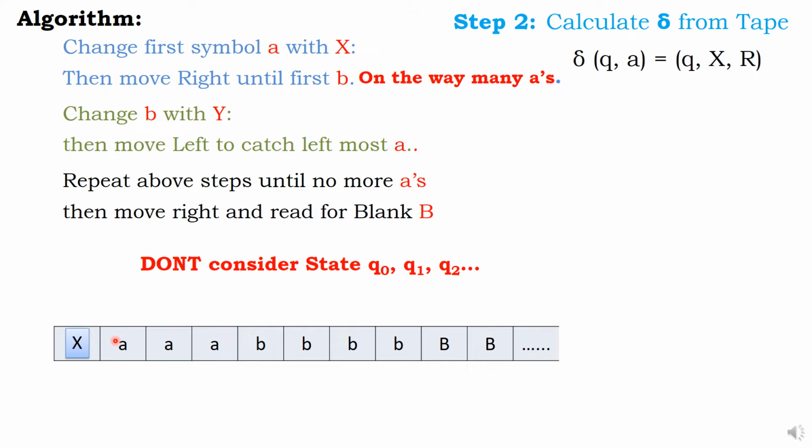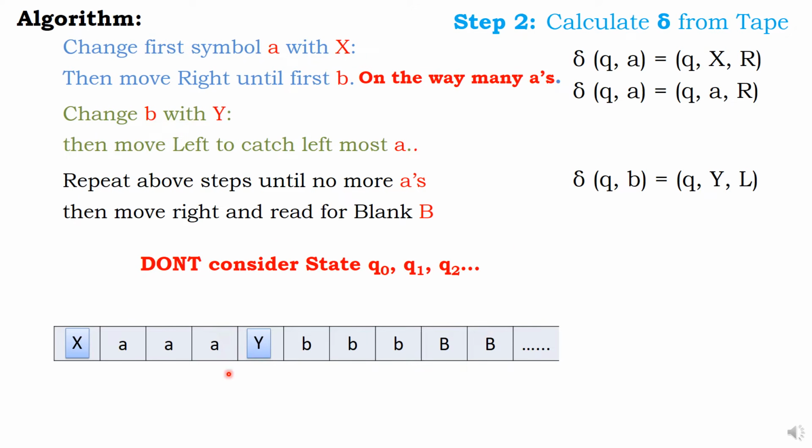The Turing machine can't accept that. What should you do for the Turing machine? Replace a by a, which means don't do anything. Come here, replace a by a, don't do anything. Replace a by a, don't do anything. Now replace b by y. That is what I am going to do. So replace a by a and then move right side. Like that many times I have to do. Now I reached b. What should I do? Replace b by y. Done.